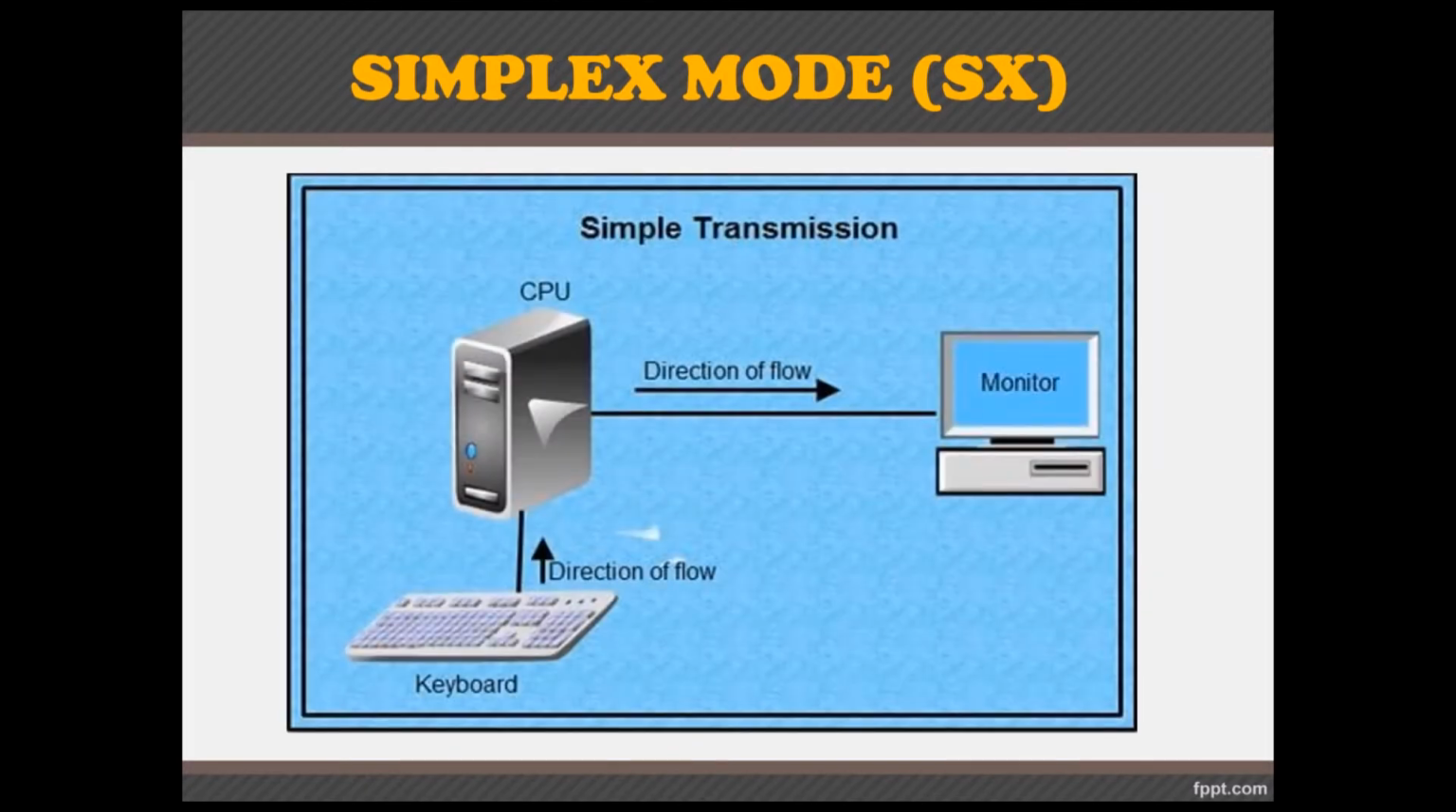First, we will tackle the simplex mode. In simplex mode, the communication is unidirectional, as on a one-way street. Only one of the two devices on a link can transmit, while the other can only receive. The simplex mode can use the entire capacity of the channel to send data in one direction. There is no mechanism for information to be transmitted back to the sender since communication is unidirectional.